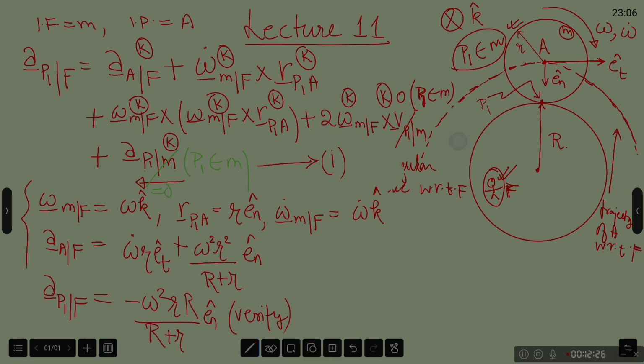So AP1F has a single component along minus En, which means at this shown instant the acceleration of P1 is pointed towards A, and it has magnitude omega square small r big R product divided by R plus r.